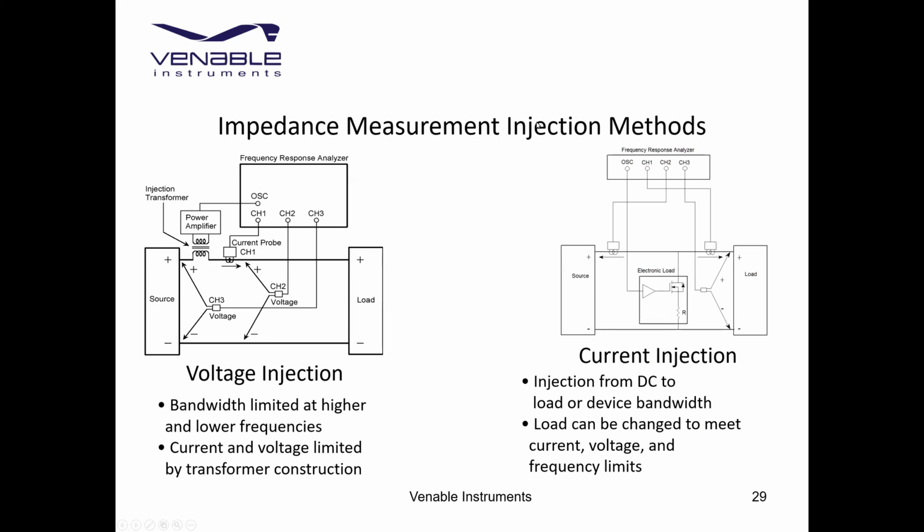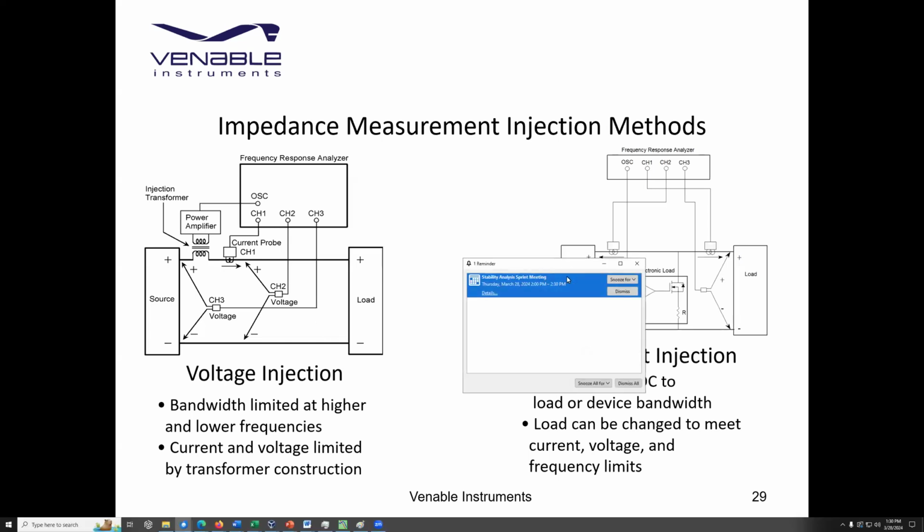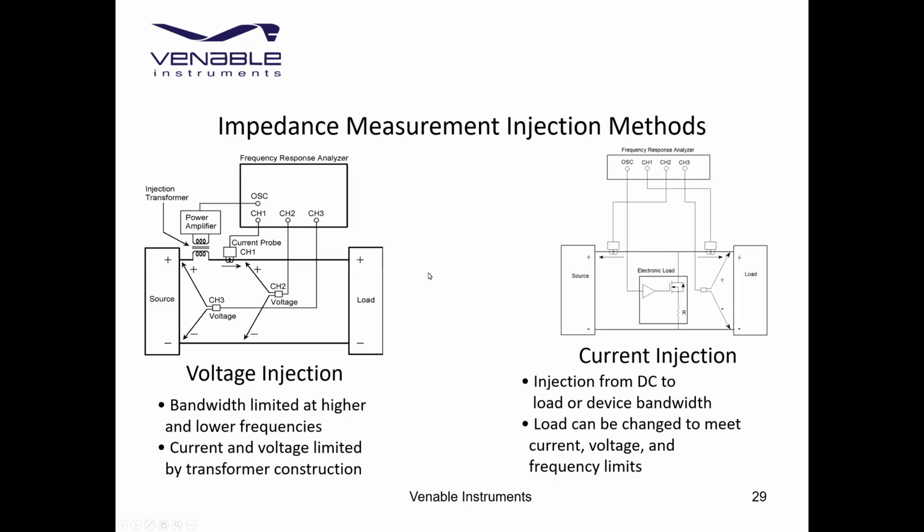We use two different types of injection methods for this. Typically, for mid-range power supplies, you can use voltage injection, where you're using a power amplifier to inject into a high saturation current secondary transformer in series with the high line, and then you use a current probe and two channels. Well, this is three channels, so you can measure the source and the load at the same time.